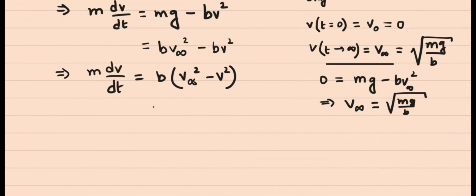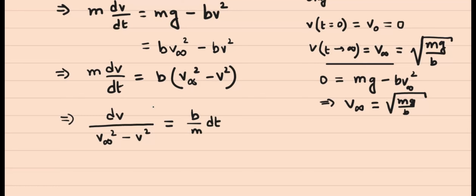We can immediately separate the two variables as follows. So we can write dv over v infinity squared minus v squared, and on the right hand side we have b divided by m into dt. We can also simplify the left hand side, where we have this function 1 over v infinity squared minus v squared, by using the method of partial fractions.